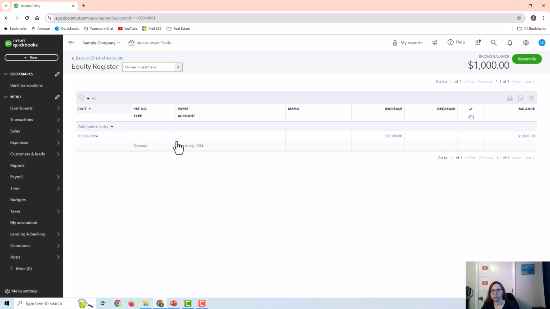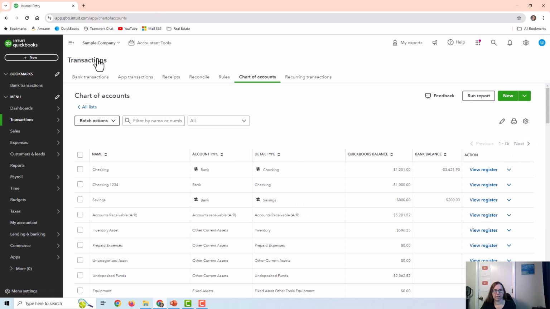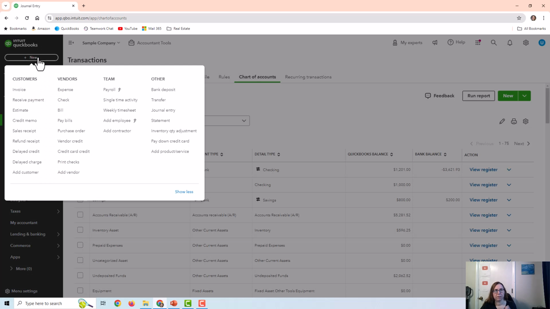owner's investment. Okay, let's also do an example of the owner contributing a $5,000 piece of equipment to the business. So first we'll do an example of the owner contributing that equipment without expecting to get paid back. So I'm going to show you the journal entry for that.